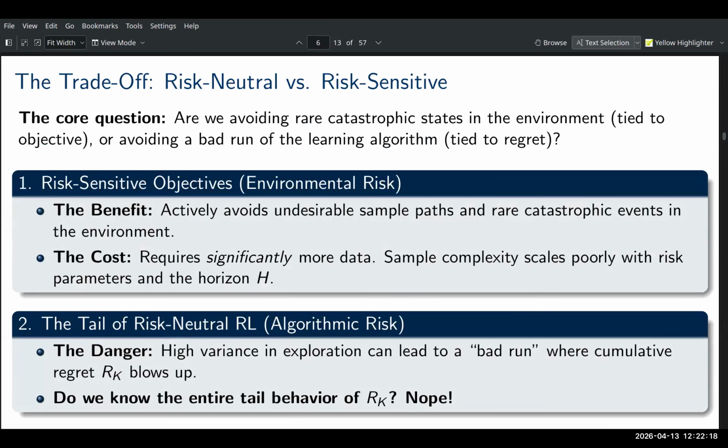But when it comes to the RL algorithm, you might have high variance in the exploration phase, which can lead to bad cumulative regrets. What do I mean by that? The basic problem here is that we do not understand the tail of our regret. That means that you might have a good performance in terms of the expectation of the regret. But what about the tail of the regret? You might have a run, even with not high probability, where the regret itself is high. I do not have any guarantee on the tail behavior of the regret.